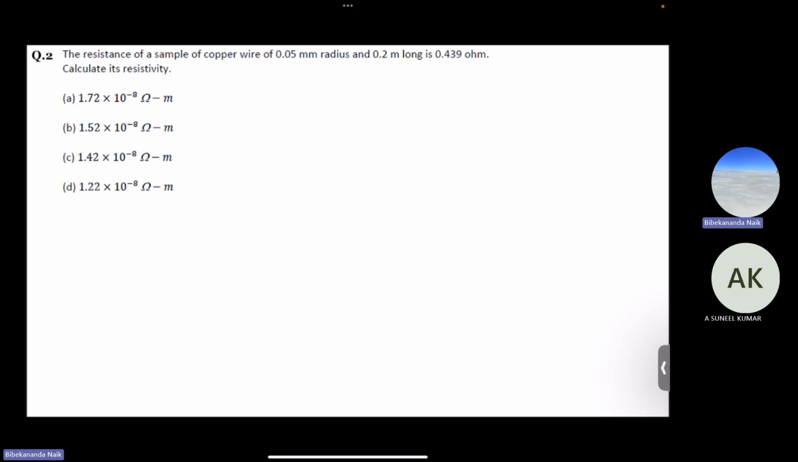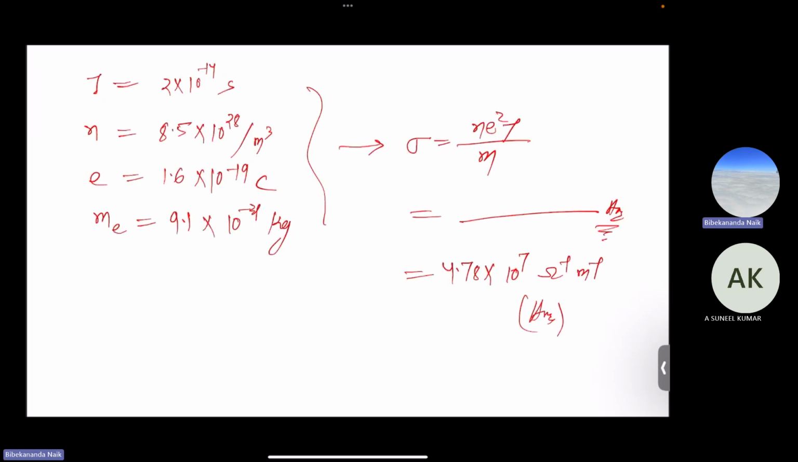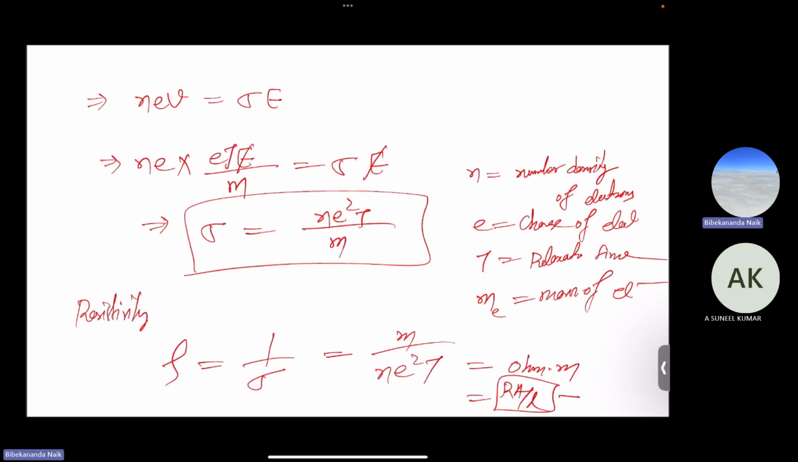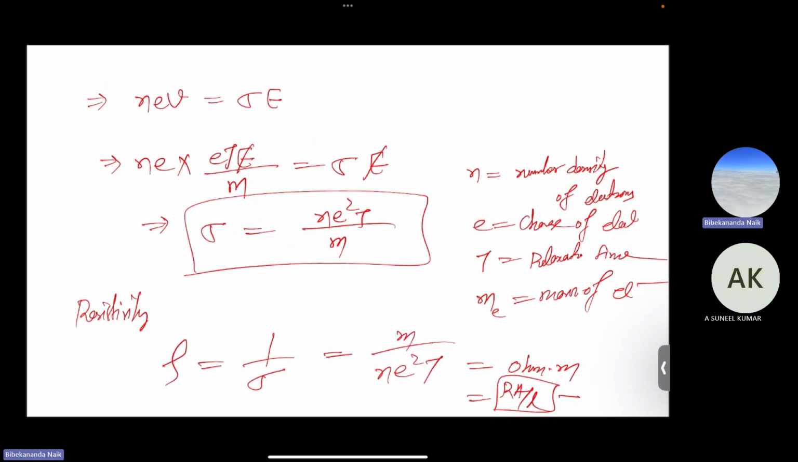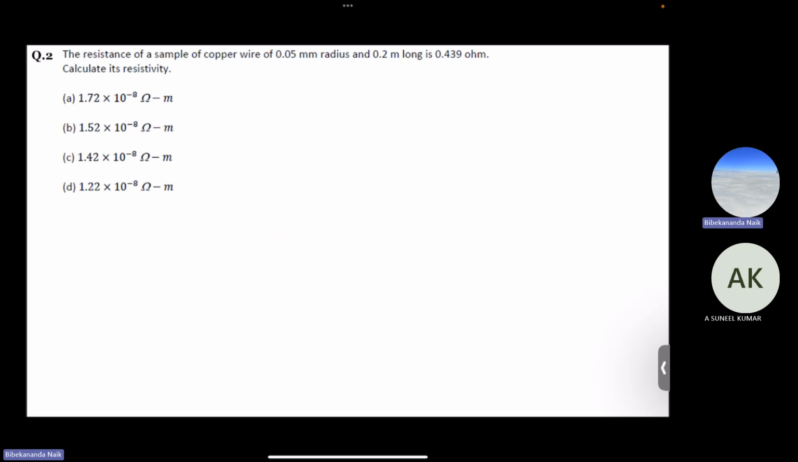So I just mentioned the formula for resistivity is RA by L. And if you see, there are different formulas. One expression is m by n e square tau, and the other expression is RA by L. But which formula will we use to calculate? We will use the formula rho is equal to RA by L, because we have been provided with all this information: we know the radius of the copper wire, the length, and the resistance.